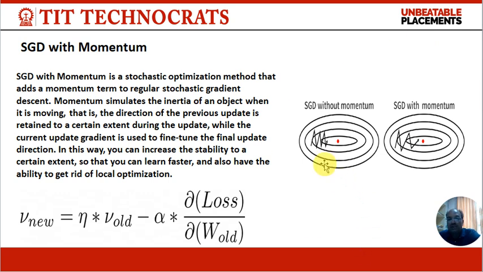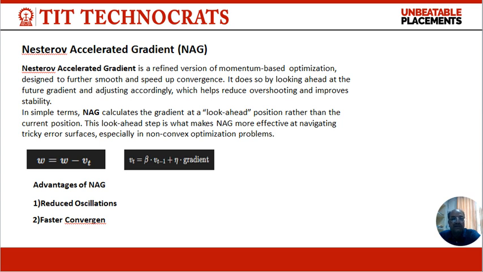You can also see here, we take so many iterations to find the local minima, but here you can find the local minima in fewer iterations. These are the advantages of stochastic gradient descent with momentum.